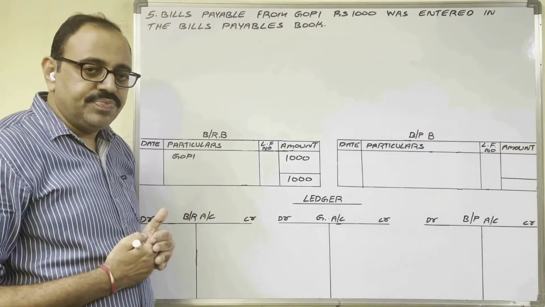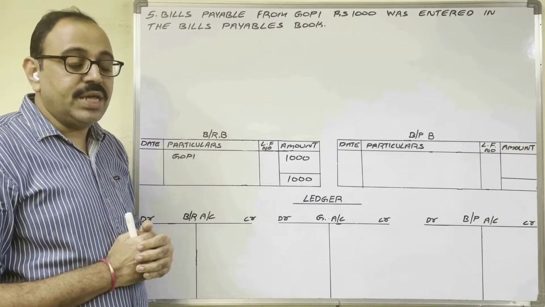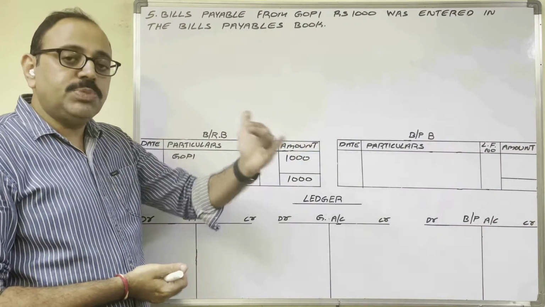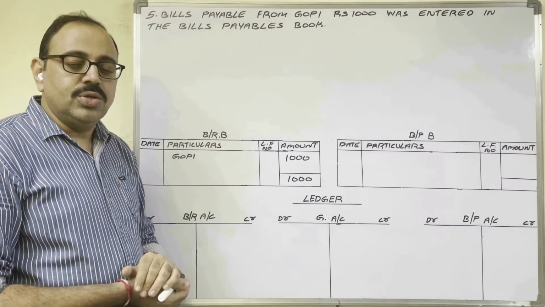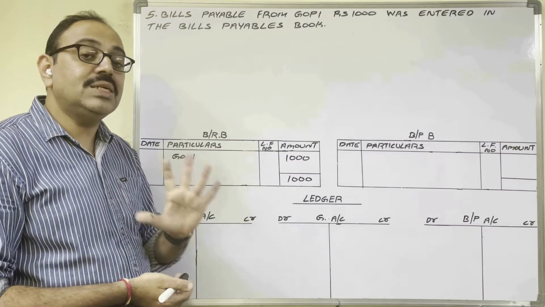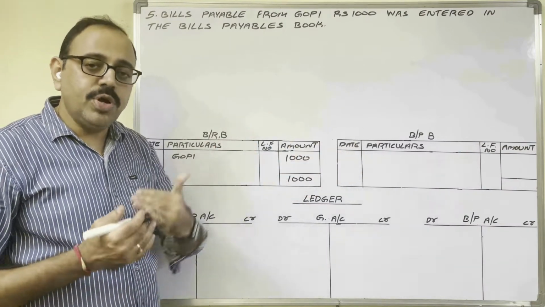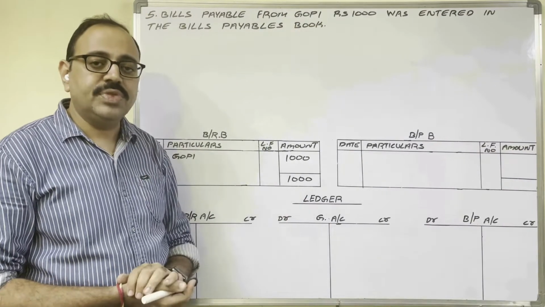Because observe the sentence, bills payable from Gopi. We are the firm. He should give the transaction from the firm's point of view. But he is giving it from Gopi's point of view. From Gopi, bills payable means to Gopi it is bills payable. So to the firm it is bills receivable. So we should understand that Gopi is liable to the firm. Gopi has to pay 1,000 rupees to the firm.